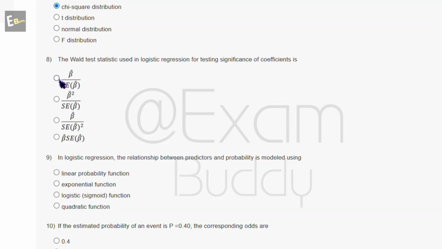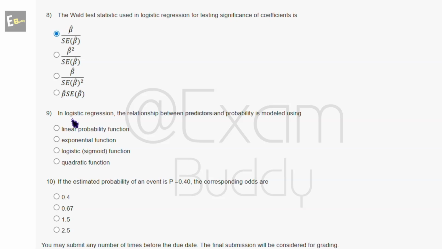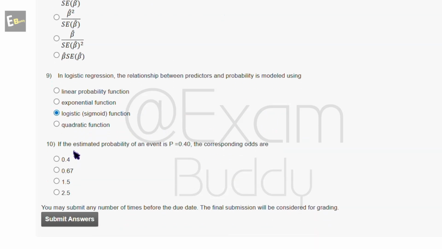is option A. Question number 9: in logistic regression, the relationship between predictor and probability is modeled using... and the answer is option C. Question number 10: if the estimated probability of an event is equal to 0.40, the corresponding odds are... and the answer is option B.